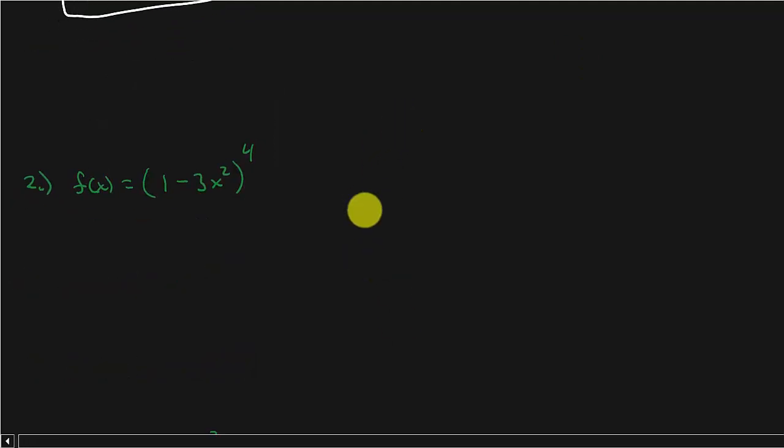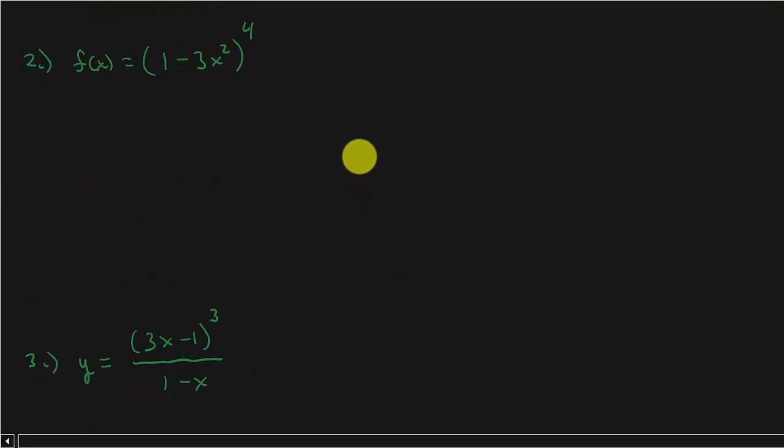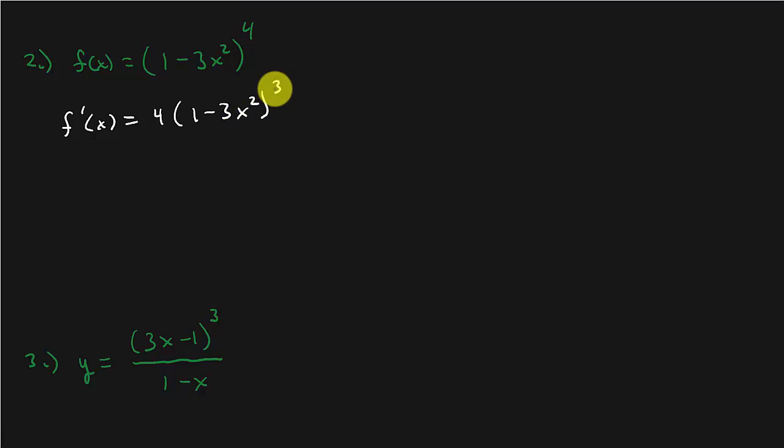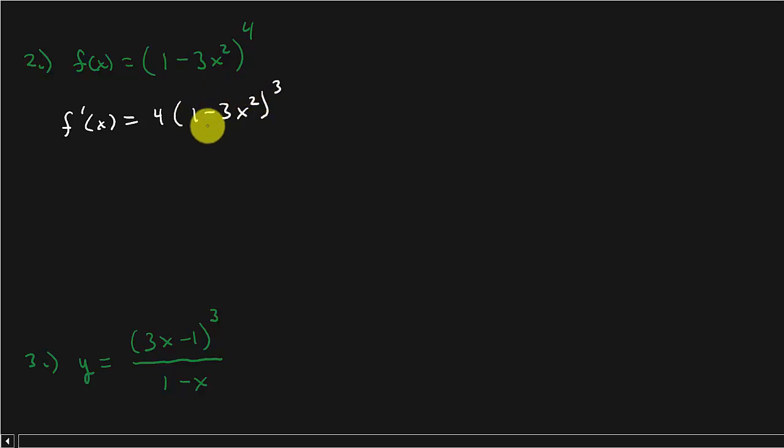All right, let's look at this one. All right, so same thing. We get f prime of x is equal to, so the 4 comes down, 1 minus 3x squared, cubed. So the 4 comes down, subtract 1 from the exponent, and then it's what? Times the derivative of what's inside the parentheses.